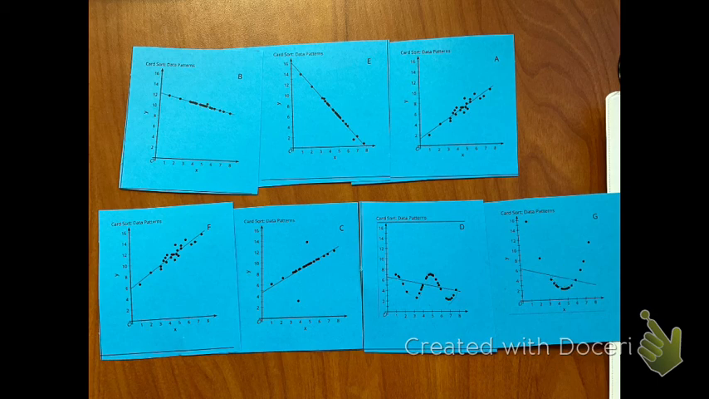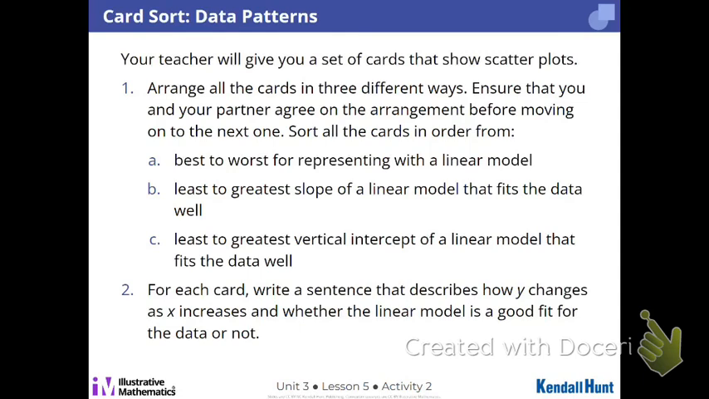So we're going to go now and look at B. We're going to rearrange these, least to greatest slope of a linear model. This is important, y'all. First hour kind of missed this. Let's see if you missed it. That fits the data well. So, least to greatest slope. Get them organized for me.